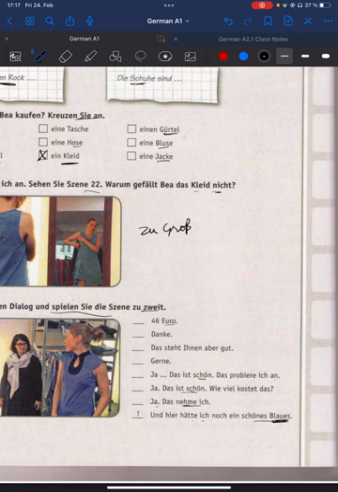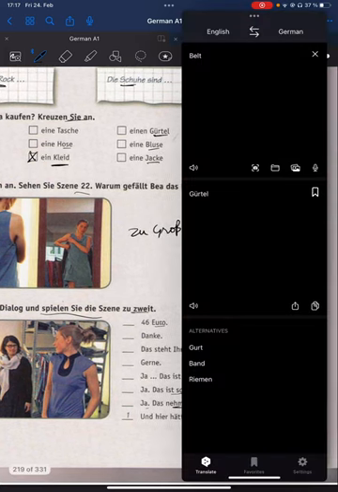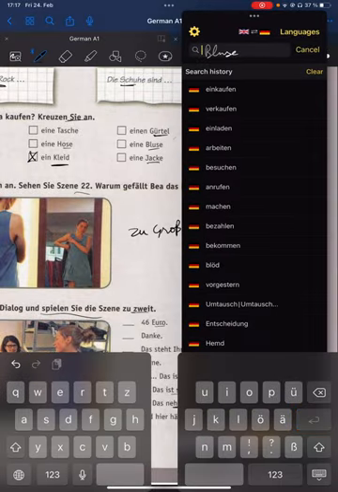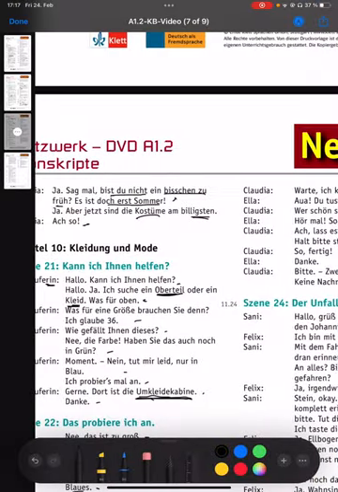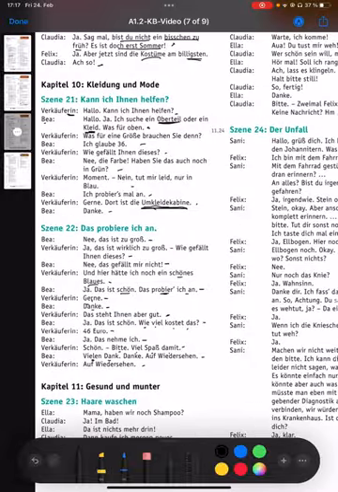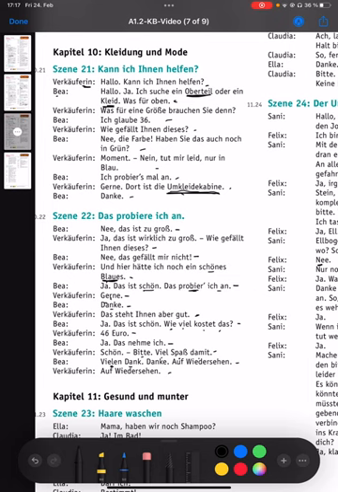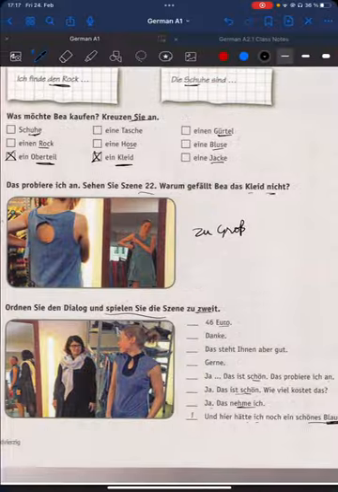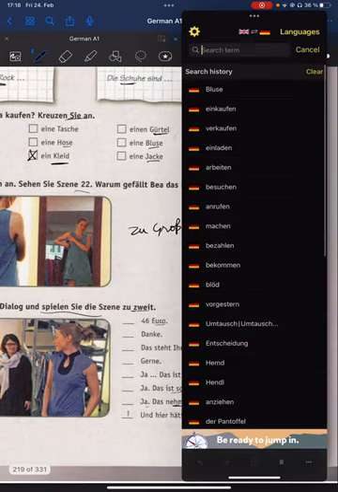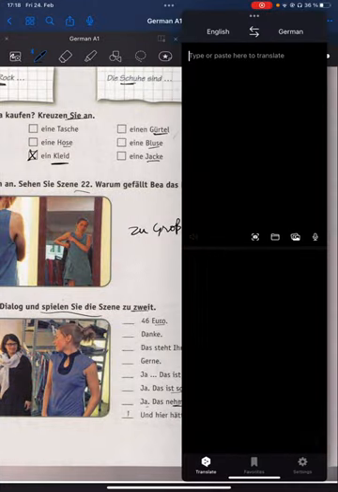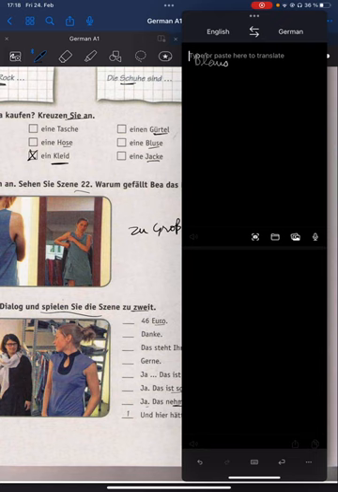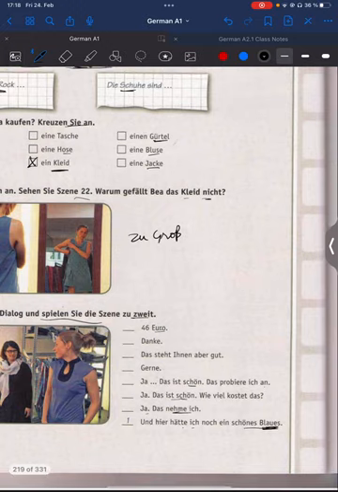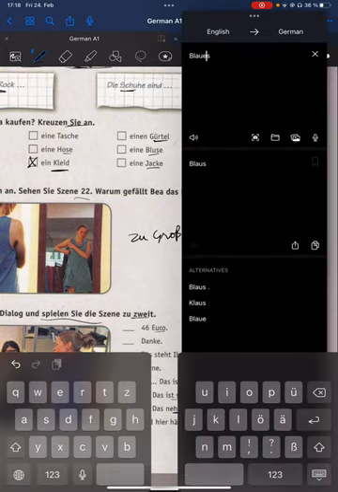Blouse. Spelling is incorrect, man. It should be Bluse. It's Blusen, it's Blusen. So I found a mistake in Netzwerk A1. If I go here, okay, it's a blouse. Okay, so this is blue. So she has found something good in blue. Blouse, B-L-A-U-S. That's Blouse. What is this?